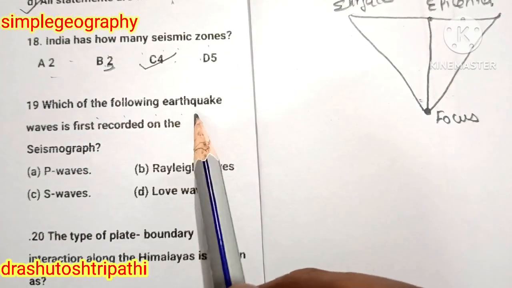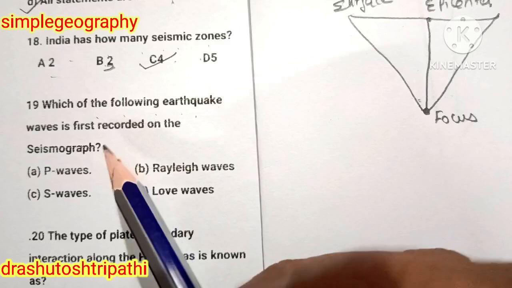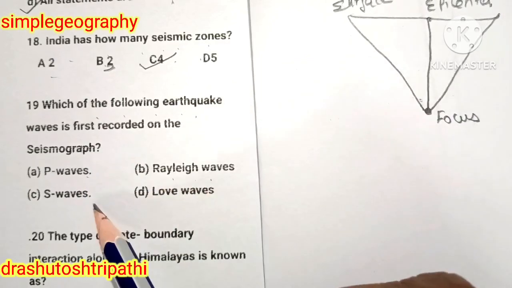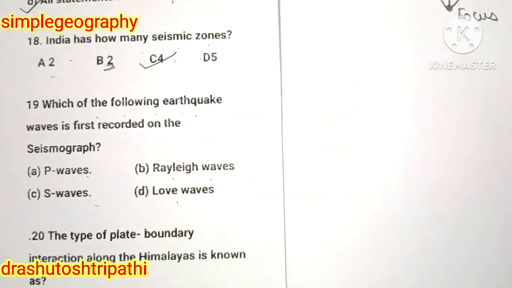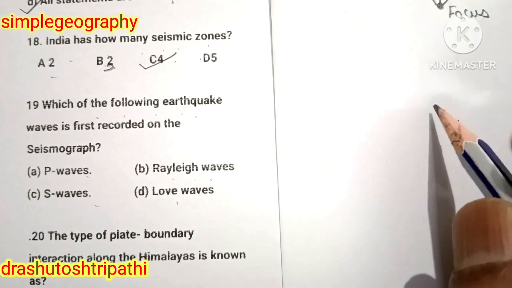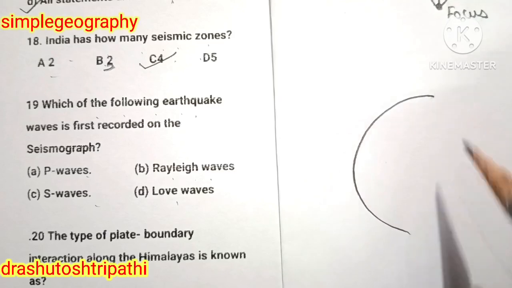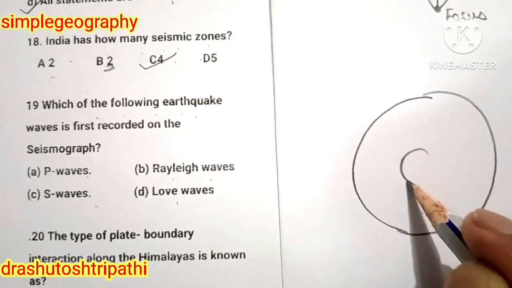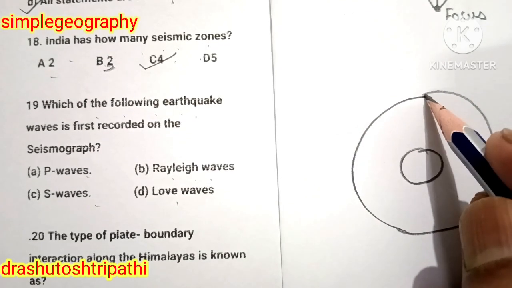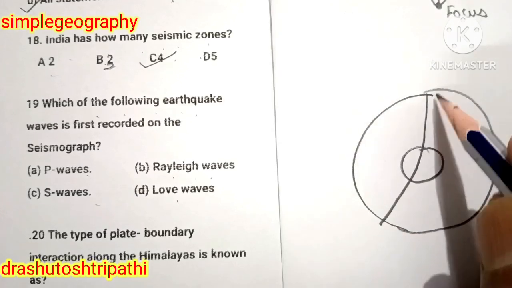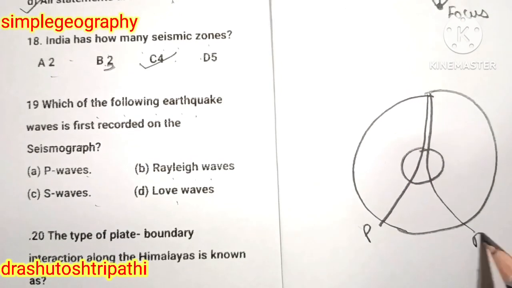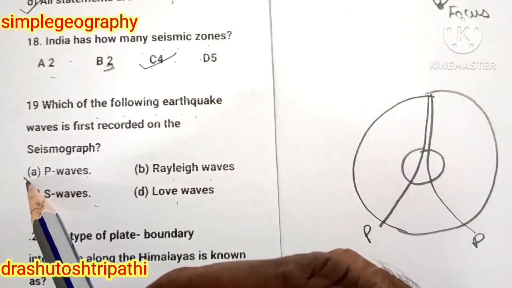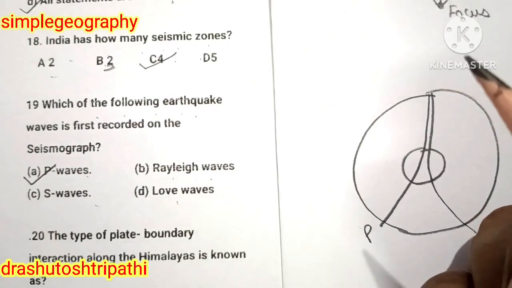Which one of the following earthquake waves is first recorded on a seismograph? P waves, Rayleigh waves, S waves, or Love waves. All 4 waves are related to the earthquake, but when the earthquake arrives, what comes first? See this, this is the interior part of the earth. When the earthquake arrives, the P wave, known as the primary wave, comes first. P is the first to arrive at the surface. So the P wave is recorded first.